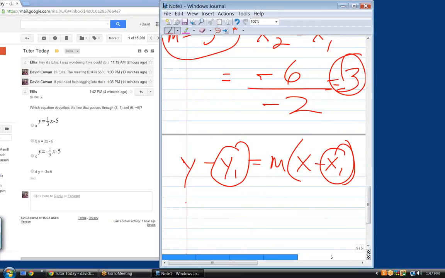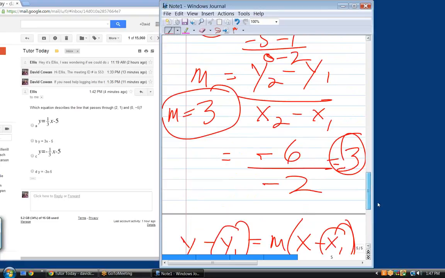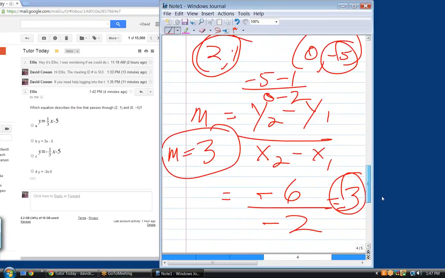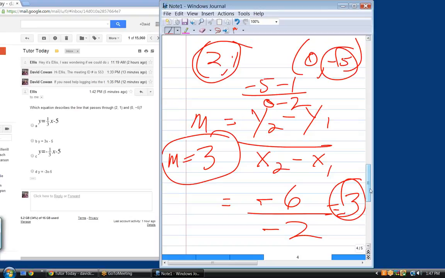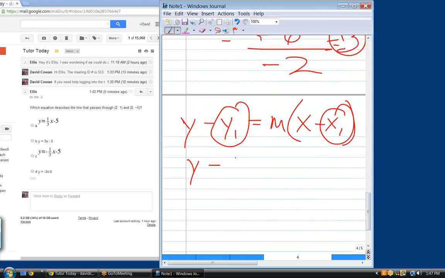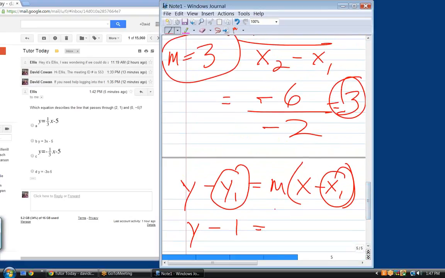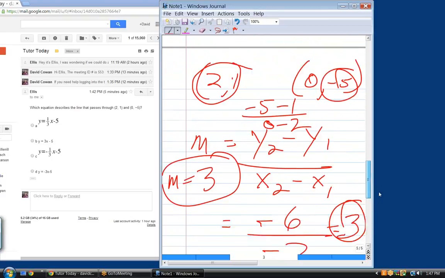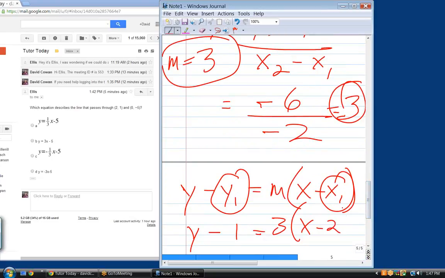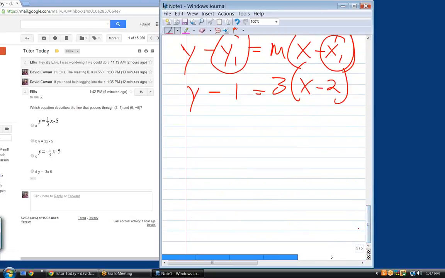What do you get? Can you go up? Yeah, so Y1 and X1. What is Y sub 1? Isn't it 2? Or 1, sorry. 1. Exactly. That's the Y coordinate is 1. What's the slope? 3. What is X sub 1? 2. There's your equation of that line.